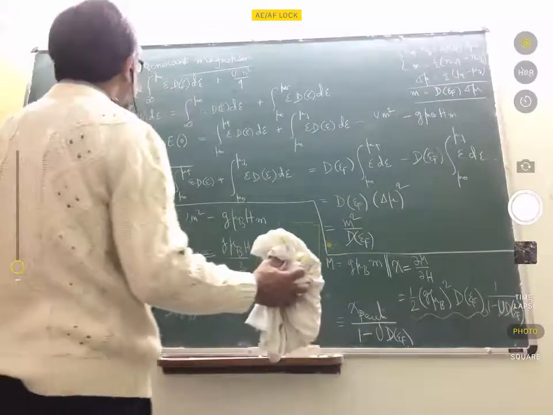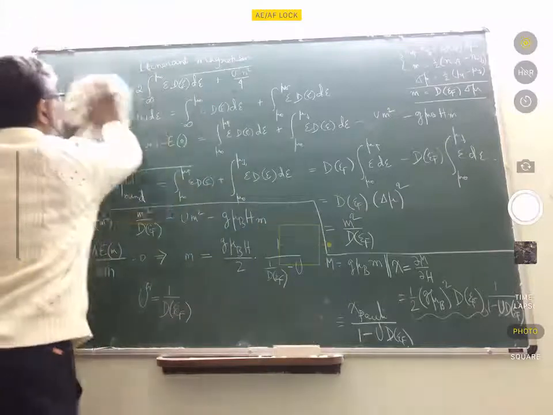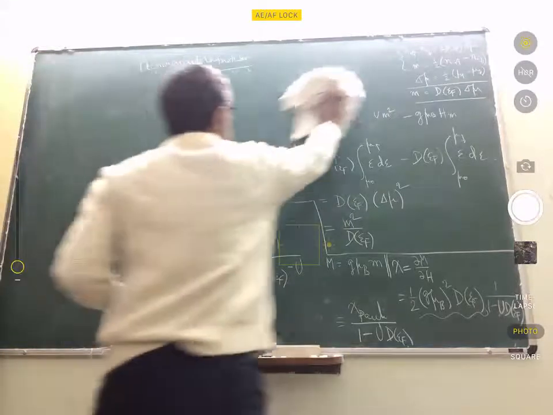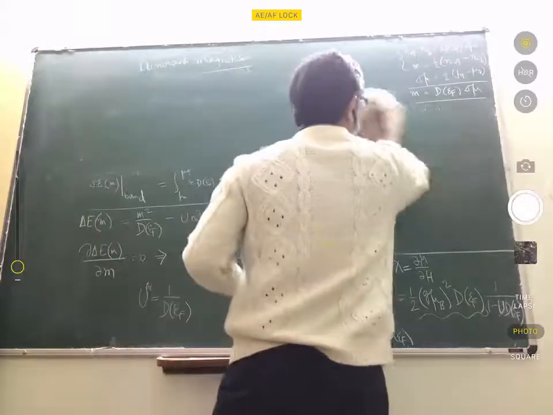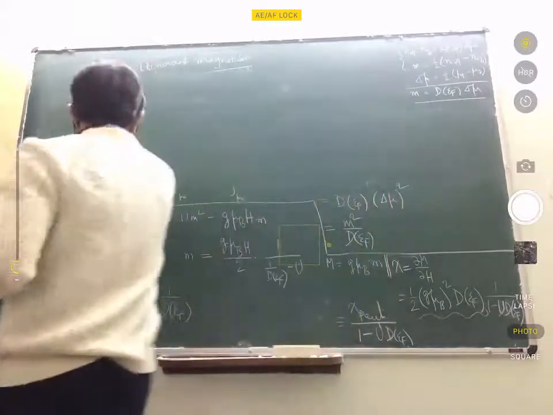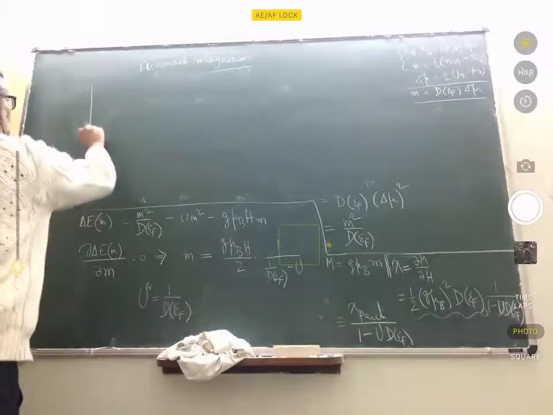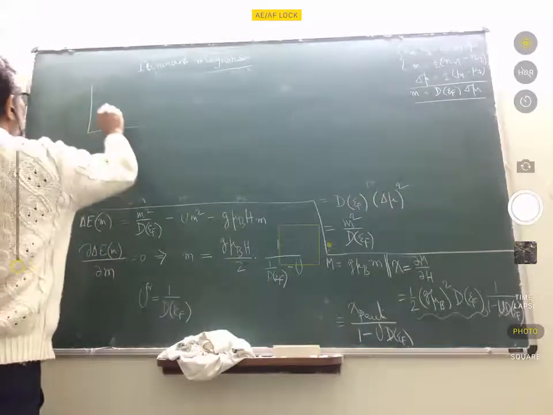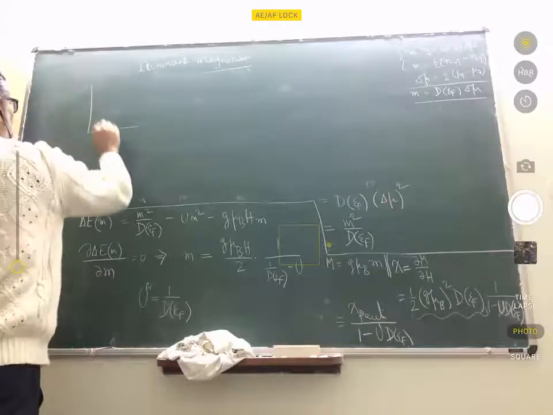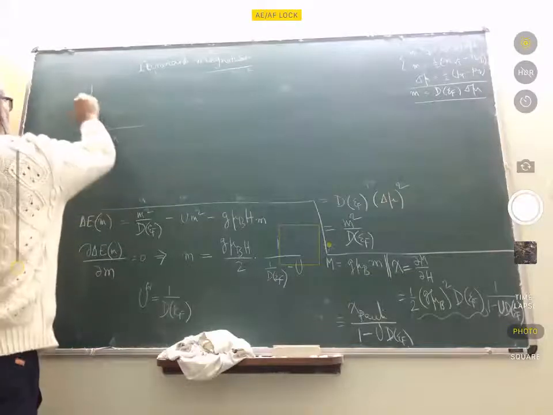I'll now erase this part. So let me draw two band structures. Okay, so I'm plotting schematically.